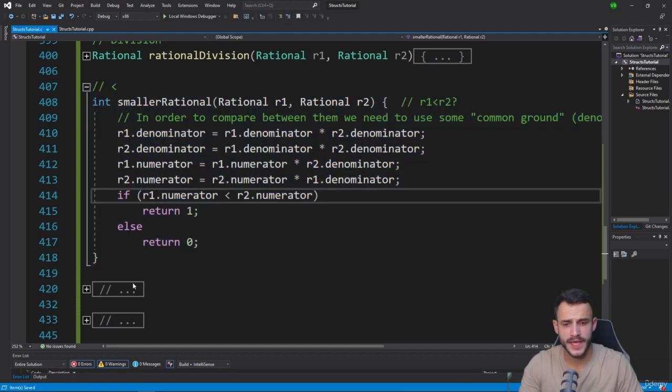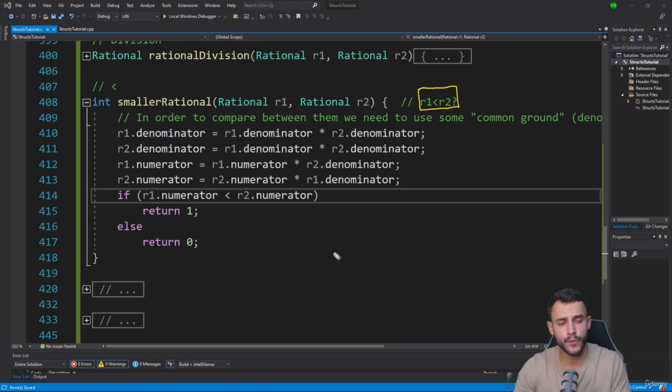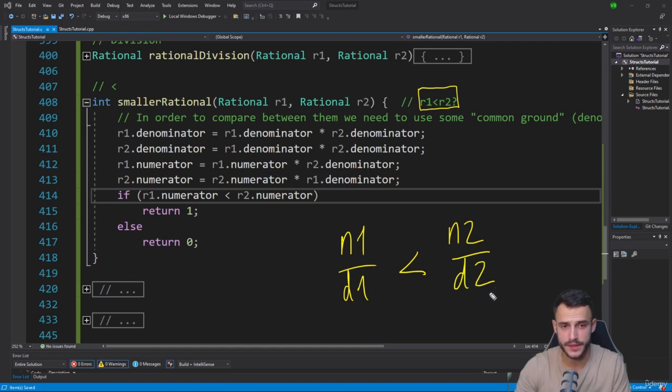So, yeah, I think most of them are pretty much the same, so it will be easier to explain. So in this function, what we want to do is to simulate the comparison of whether r1 is smaller than r2. So we call this function smaller rational. And what we want to do is to ask a simple question: if one rational number, r1, is less than another rational number, r2. That's what we want to do.